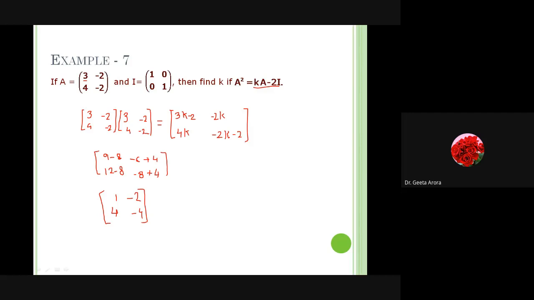Is it so hard? Try to give me the answer. Okay, Sumit has written one answer. What about others? Are you getting what should be the value of k?